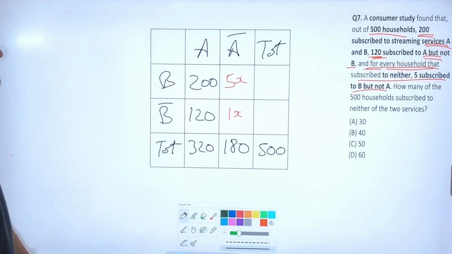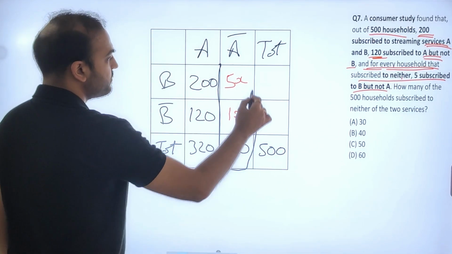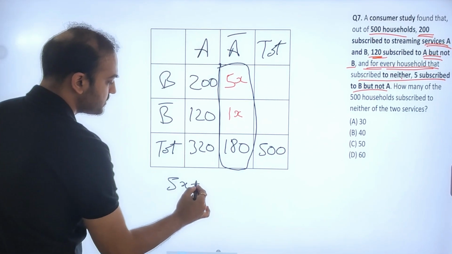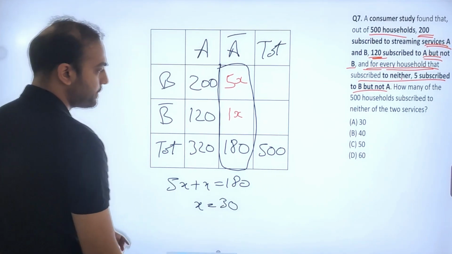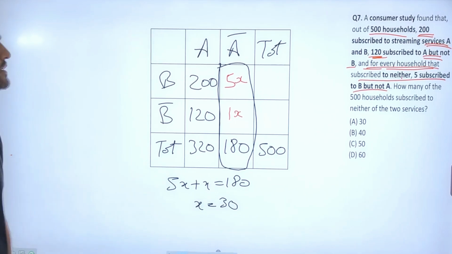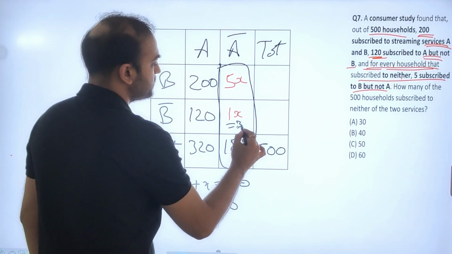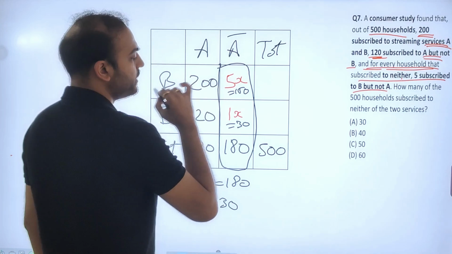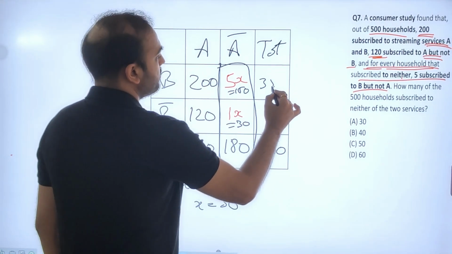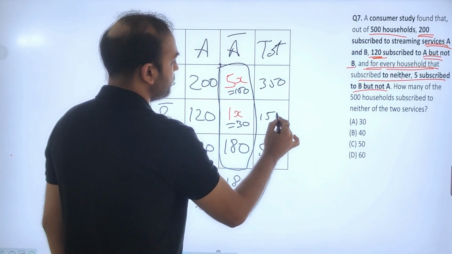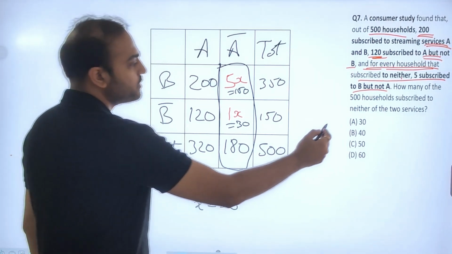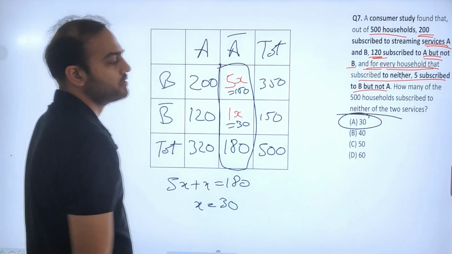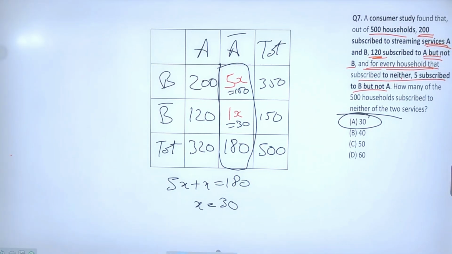Now again we can simply solve this. 5x plus x is 180, x is 30, right? X is 30. So this is 30, this is 150, 350, 150. What do we want? How many subscribe to neither? Neither is 30.